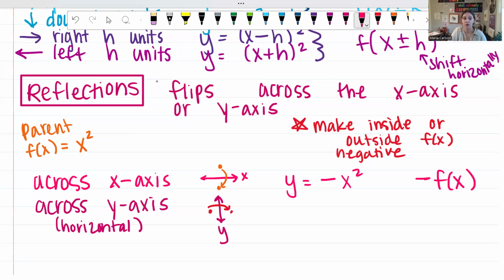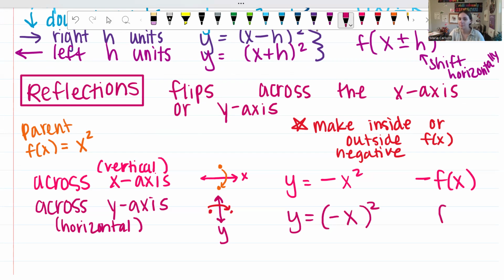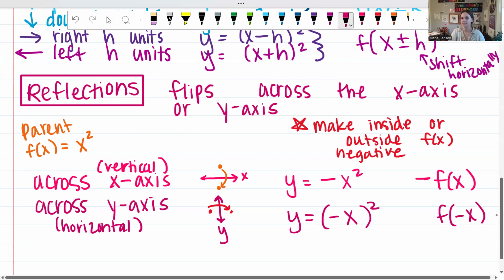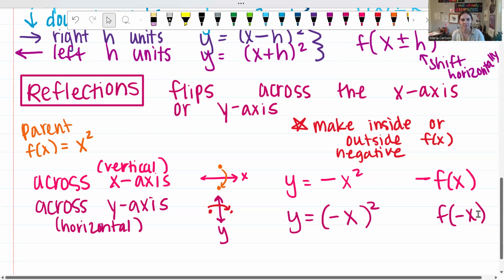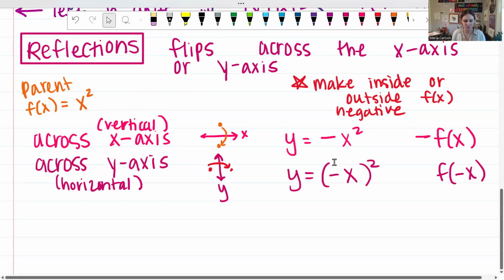Whereas reflecting across the x-axis is a vertical reflection because we're changing those y values. So if we are affecting those x values, now my negative is going to be in with the x. So reflecting across the y-axis, the equation for this would be y is equal to, in with x, a negative. So negative x squared. This is really like f of negative x, taking our function and making just the x negative. This graph is the same as the original parent, just for the quadratic, which is fun.